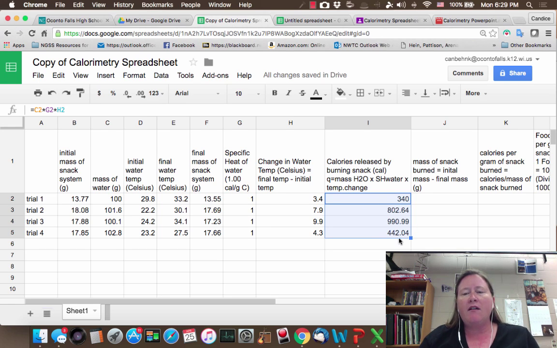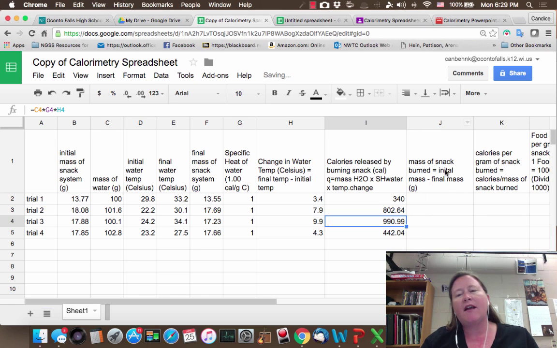So there we are. This is the number of calories for each of the snacks. Now, as I'm looking at this, I'm thinking that perhaps these two were bigger snacks comparatively, because you can see that the number of calories given off was more. So the next calculation that we're going to need to look at is how much of the snack actually burned. In this case, it's going to be the initial mass of the snack system minus the final mass of the snack system.